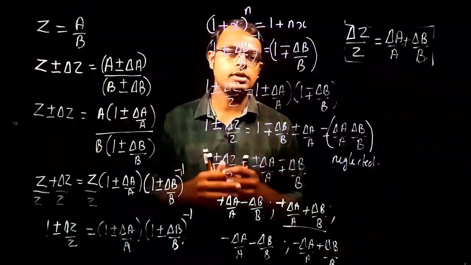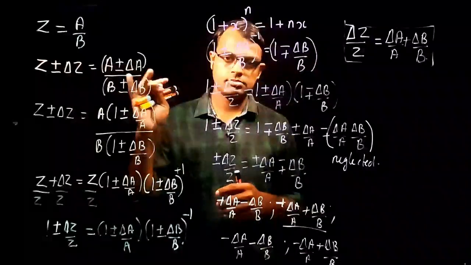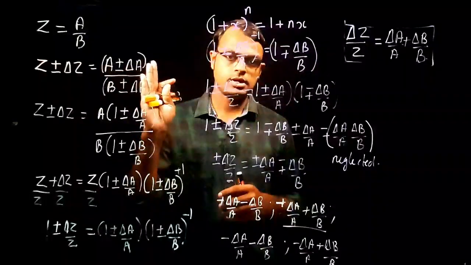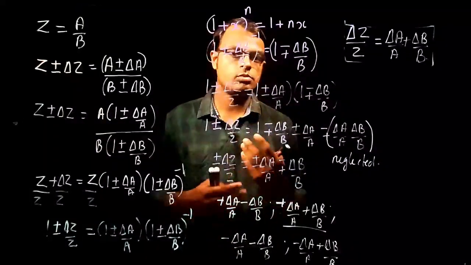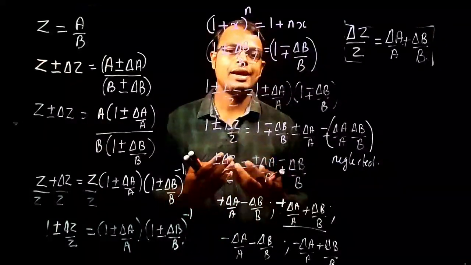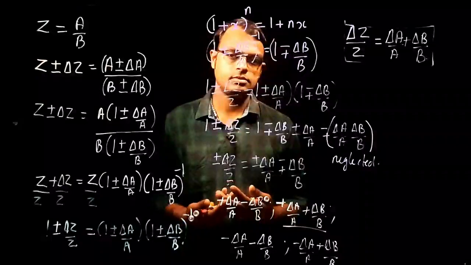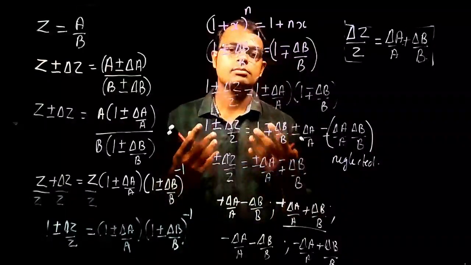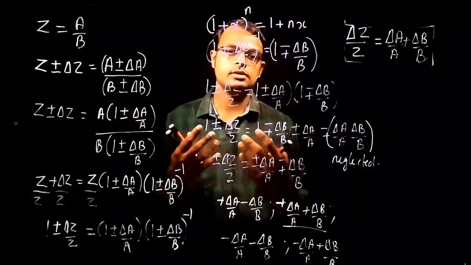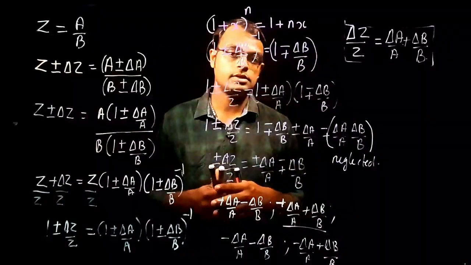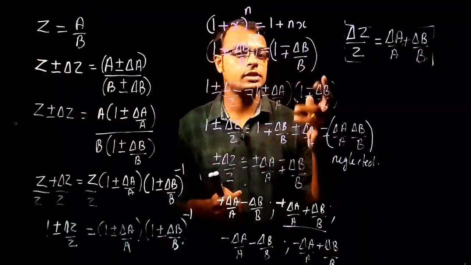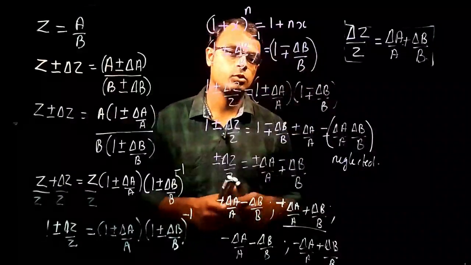So now we have concluded addition, subtraction, multiplication and division. In addition and subtraction, the errors must be added in the final result. Our maximum possible error is the sum of the errors in the individual measurements. Here the maximum possible relative error is the sum of the relative errors in the individual measurements. I hope it is clear.